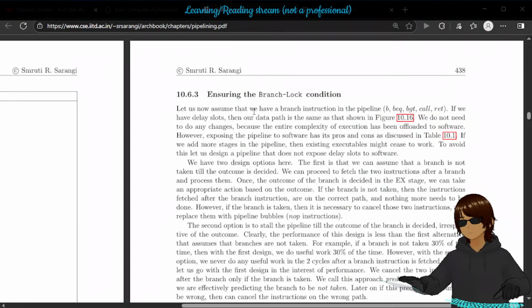It is now assumed that we have a branch instruction in the pipeline. If we have delay slots, then our data path is the same as shown in figure 10.16. We do not need to do any changes because the entire complexity of the execution has been offloaded to software. However, exposing the pipeline to software has its pros and cons as discussed in table 10.1. If we add more stages in the pipeline, then existing executables might cease to work. To avoid this, let us design a pipeline that does not expose delay slots to software.